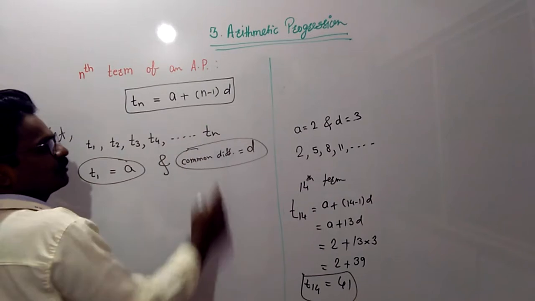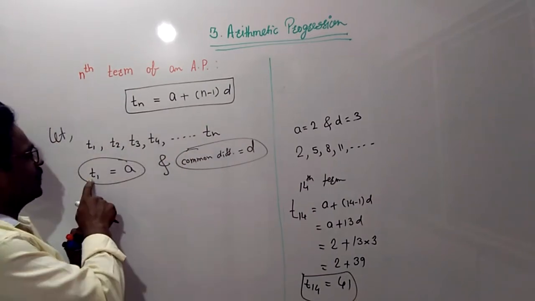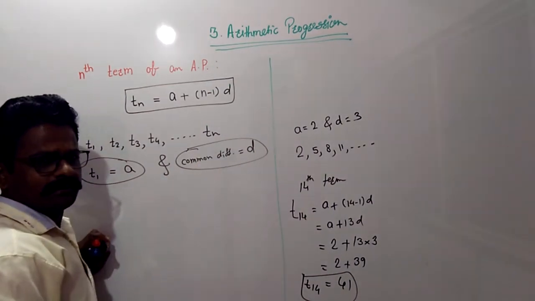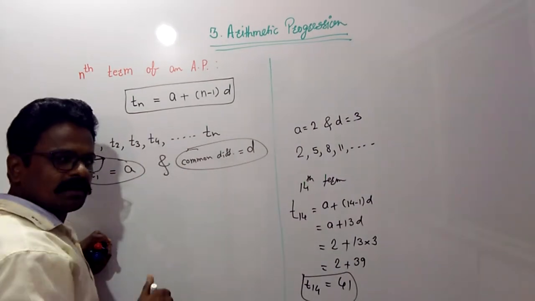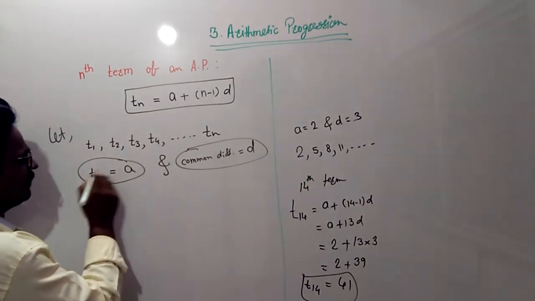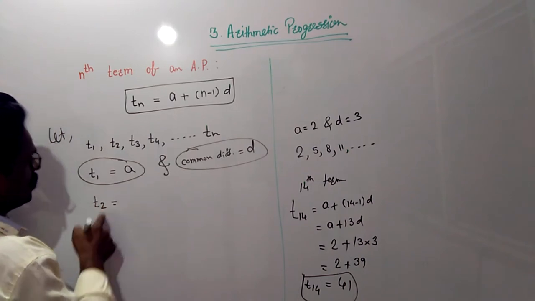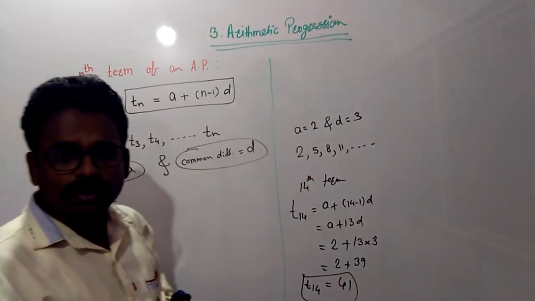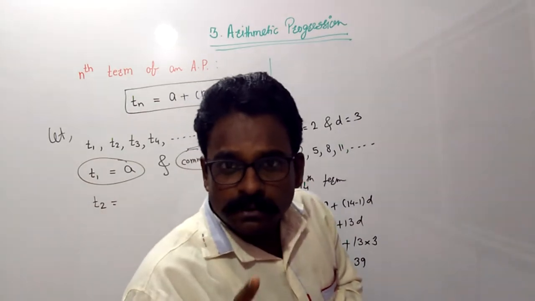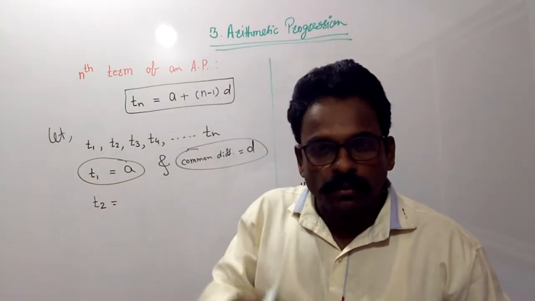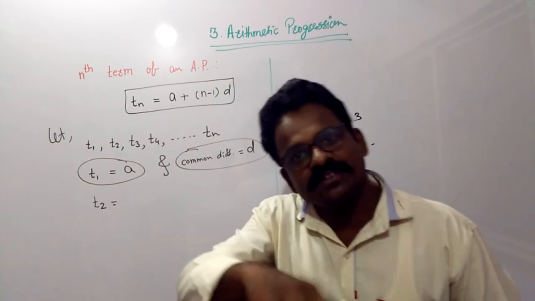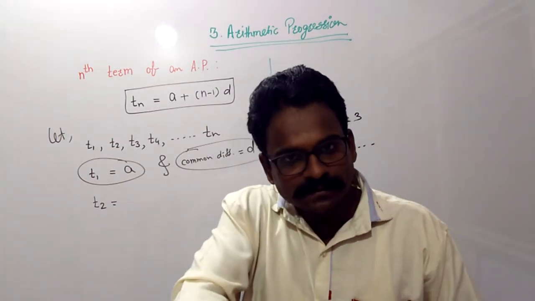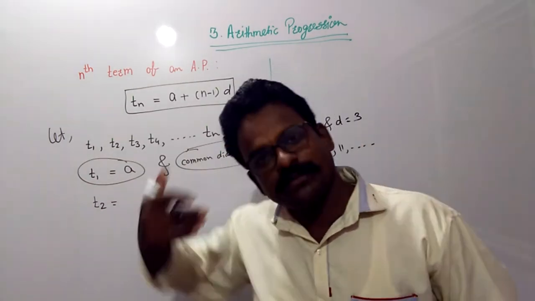T1, T2, T3, T4 and so on up to Tn. This is the given arithmetic progression in which T1 means the first term, which is given by a, and the common difference is equal to d. Now let's discuss the formula. Now here T1 is equal to a. T2 is equal to, since it is an arithmetic progression, by the definition of an arithmetic progression, to get the next number we have to add the common difference, the constant term, to the previous one.